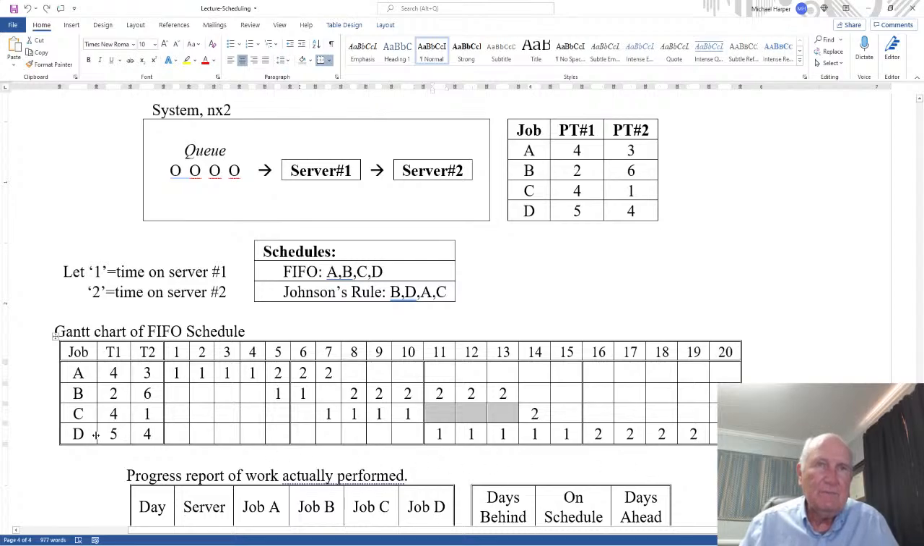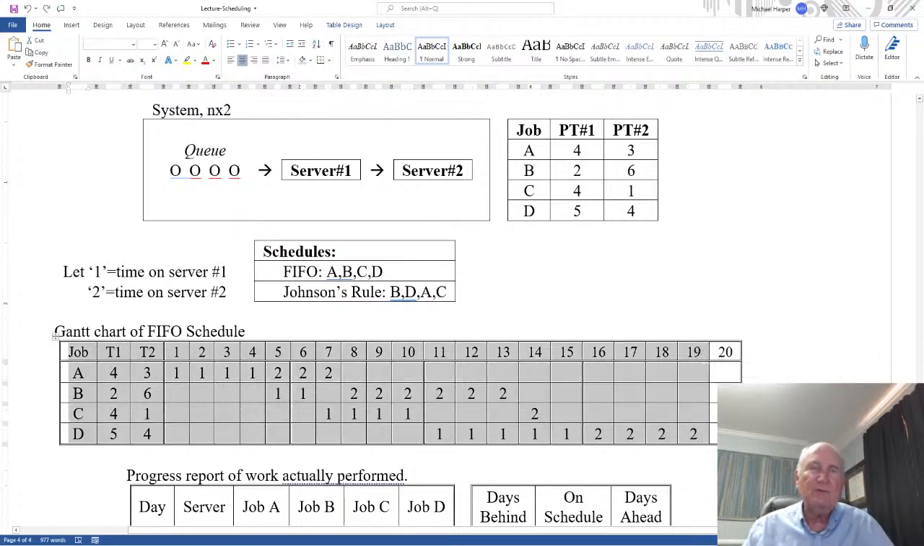Now D has to wait for the first server to be done with A, to be done with B, to be done with C, and then it processes D for 5 days, 1, 2, 3, 4, 5. When it gets done, it goes directly to the second server. And notice the second server is available, so there's no queue time here. It processes for 4 days, 1, 2, 3, 4. And now the flow time of D is 19.